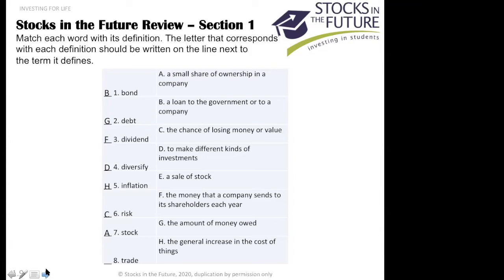All right, number 7, everybody should know. Number 7 is letter A. What is a stock? A stock is a small share of ownership in a company. So stock is letter A, a small share of an ownership in a company. So already, for most of you in Stocks in the Future during 8th grade, you should be owning part of a company through virtual investing.